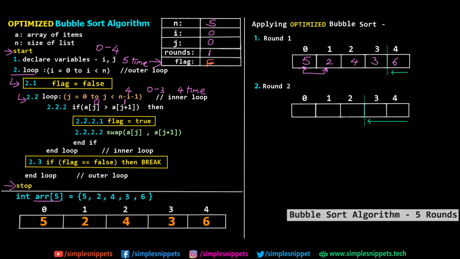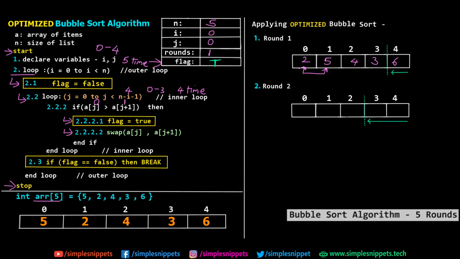Is 5 greater than 2? Yes. So swapping is required, right? If a of j is greater than a of j plus 1, what we are doing is, before we do the swapping, we are setting the flag to true. So now this flag variable has become true. I'll write t for true. Just remember these values, we are tracking it, and then we are doing the regular swapping. So let's do the swapping also. So 2 is swapped with 5.